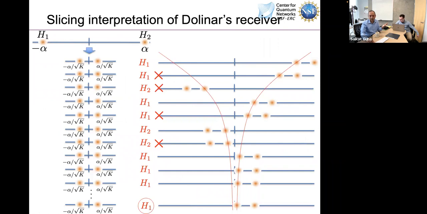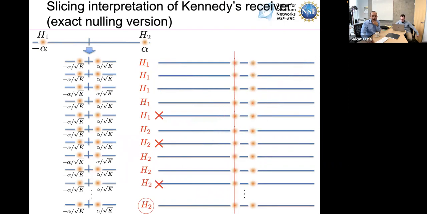It's a beautiful receiver design. I would encourage you to read his thesis. But as I said, this doesn't work for 3 or more coherent states. The Kennedy receiver you can think of as a very special case of a dumb Dolinar receiver, where you just displace all the slices by the same amount and wait for the first click. You don't even need the subsequent clicks, and you make a guess.